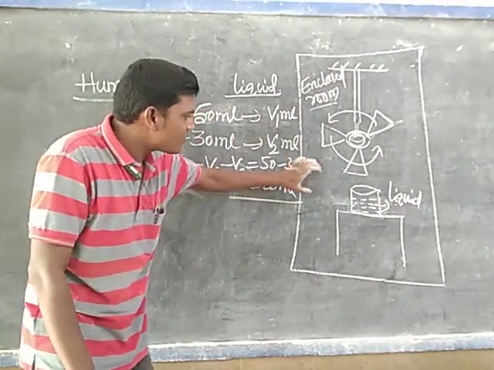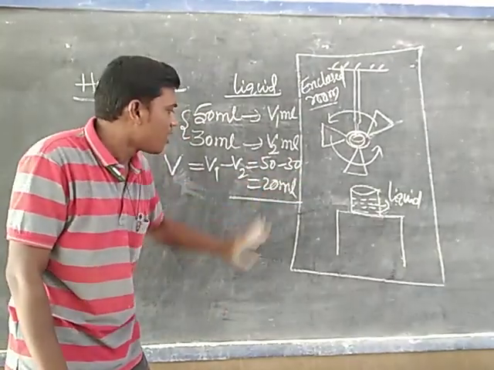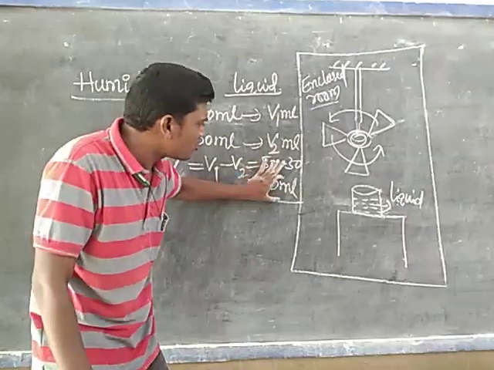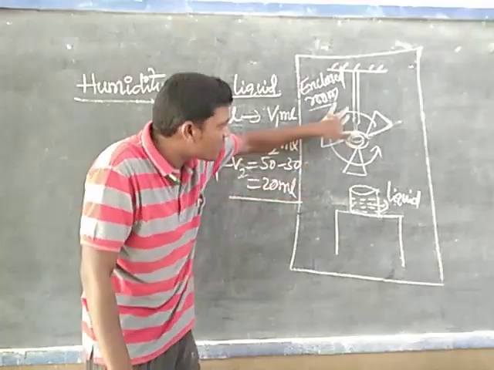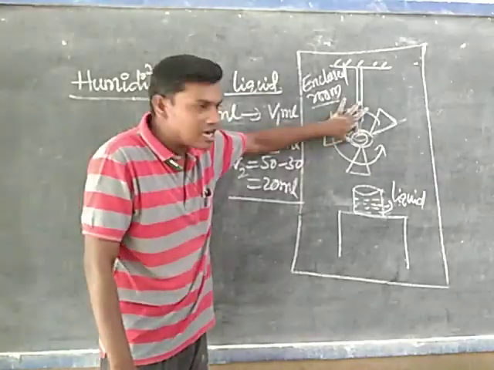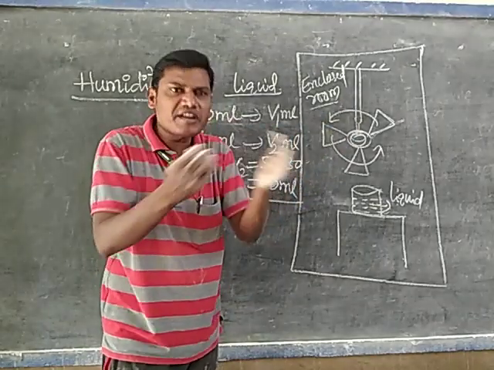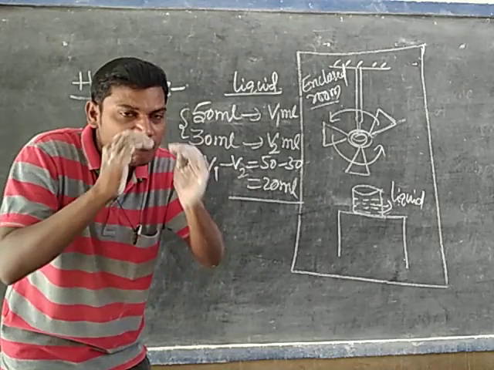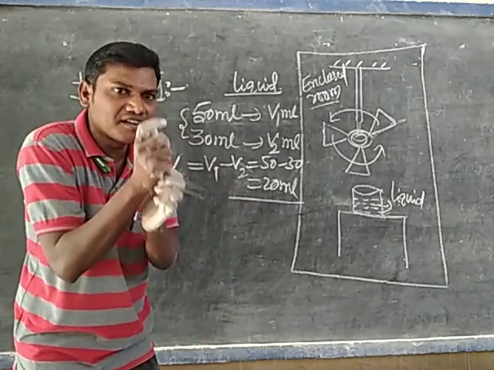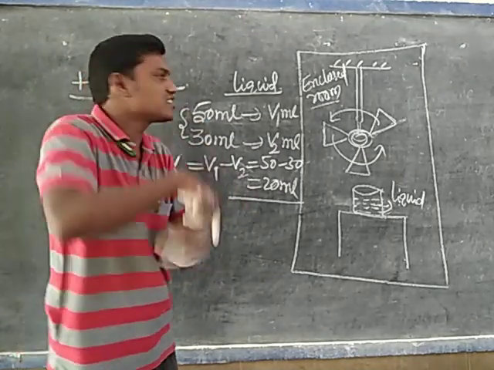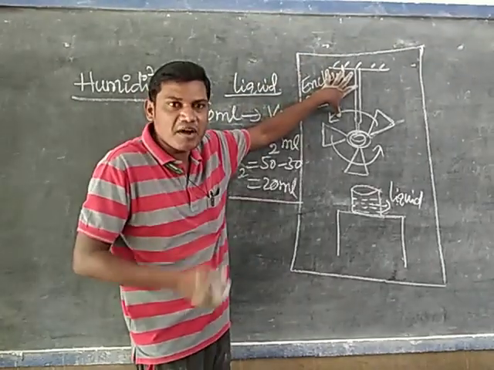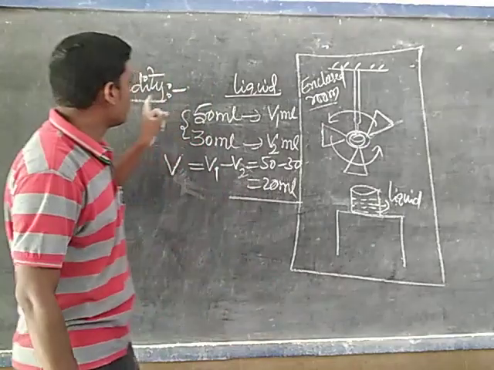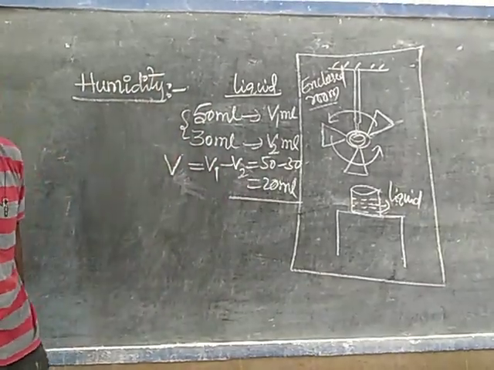But after completion of this experiment, how much water or liquid has evaporated? 20 ml. This 20 ml of water is converted to the vaporized state, and the vaporized water molecules mix again with the air present in the room. The concentration of vaporized water molecules increases in the air, which means the amount of water molecules has increased, so humidity also increases. That is your answer here.